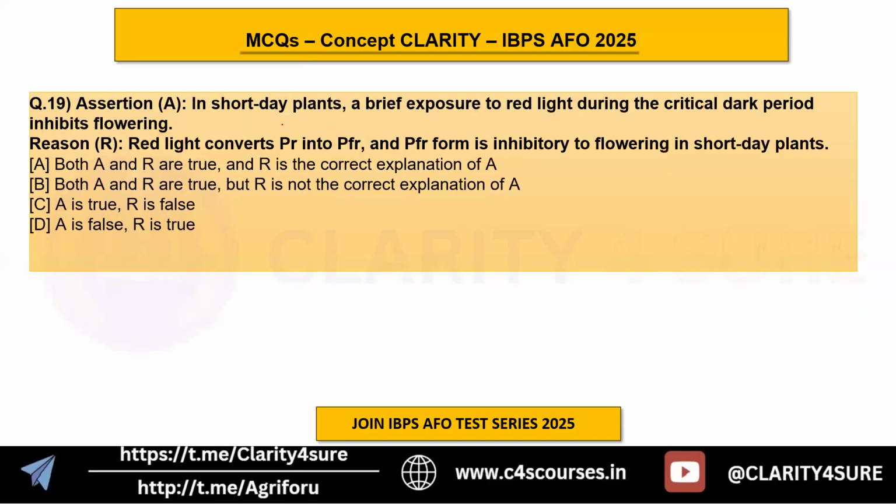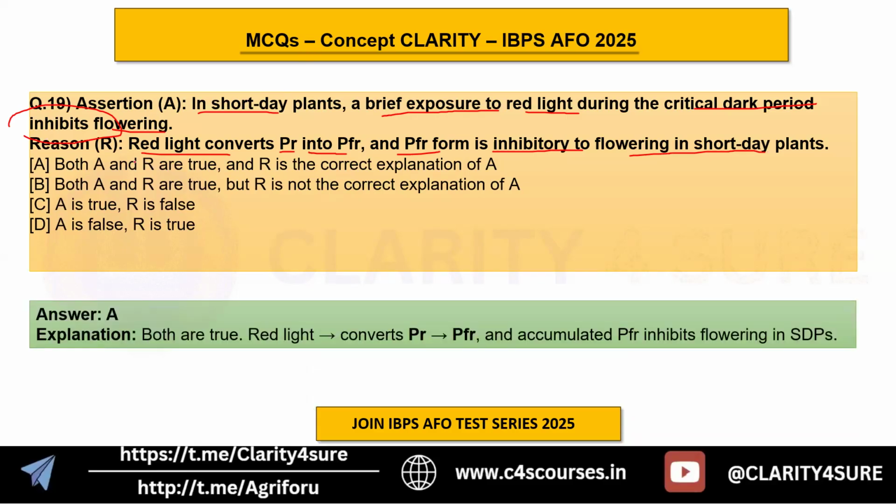Next is 19. The assertion is saying that in short day plants, a brief exposure to red light during the critical dark period inhibits flowering. The reason is that red light converts PR, which is the phytochrome for red light, into PFR, which is the phytochrome for far red light absorption. So PR into PFR, and the PFR form is inhibitory to flowering in short day plants. The correct answer would be option A, which is both are true, and the reason is the correct reason for the assertion.